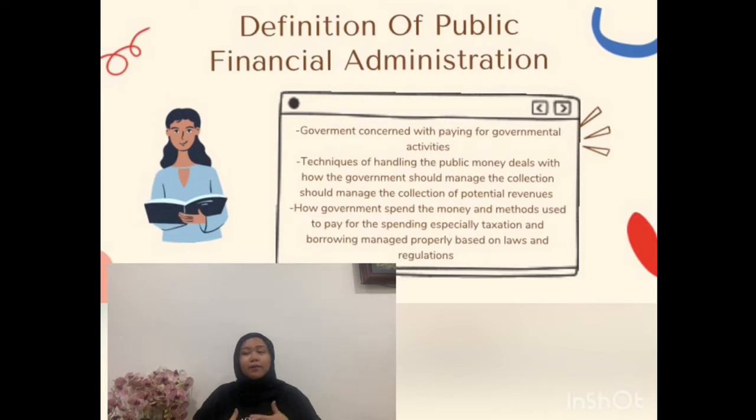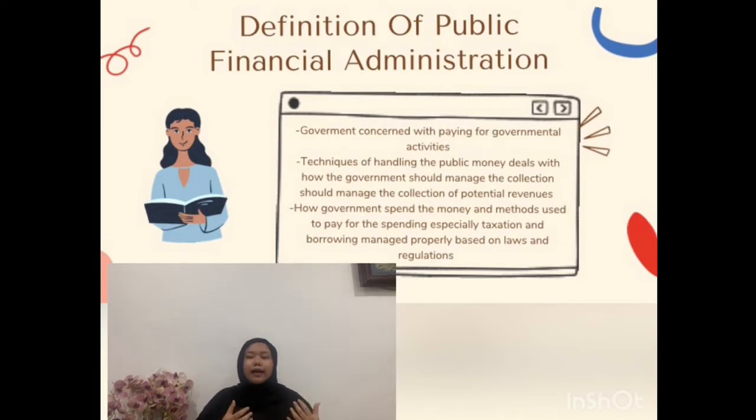A definition of public financial administration. Those concerned with paying for governmental activities, administration, and design of those activities, concerned with the techniques of managing the public money. It deals with how the government should manage the collection of potential revenues and spend the revenues.